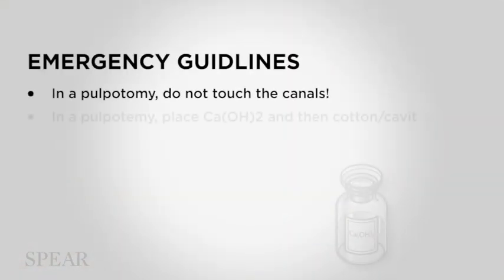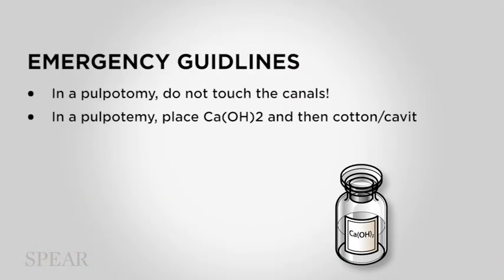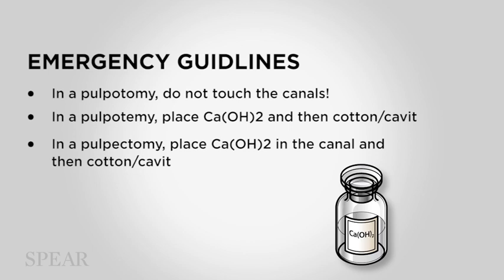Yeah, so for pulpotomy, calcium hydroxide on the pulp stumps, and then restore with a cotton and Cavit, and have the patient come back. For pulpectomy, calcium hydroxide in the canal, and then cotton and Cavit, and have the patient come back. And calcium hydroxide is very easy to remove. It doesn't set, so it's easy to remove thereafter.